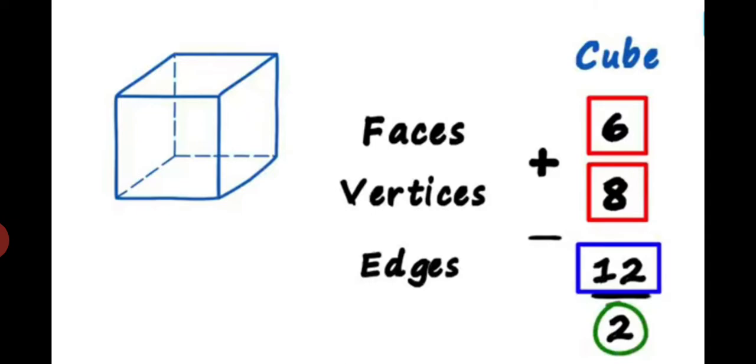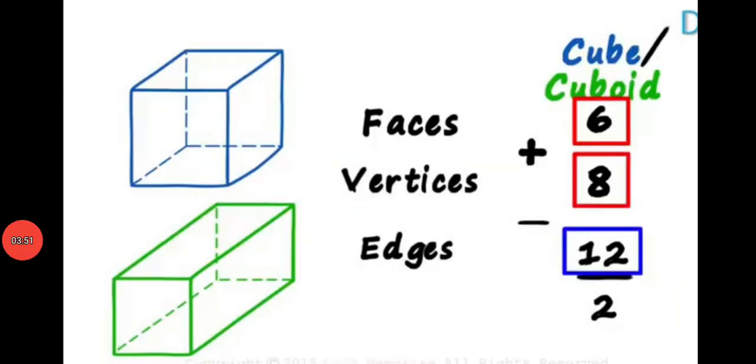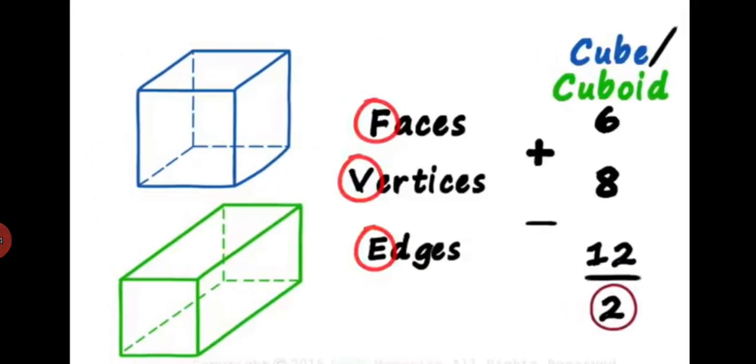Does this hold for any three-dimensional shape? Let's examine. Let's take a cuboid. We all know a cube is a special case of a cuboid where the length, breadth and height are the same. So, similarly, a cuboid has 6 faces, 8 vertices and 12 edges. And if we add faces to the vertices and then subtract edges from it, we shall get 2 again. So this holds for a cuboid also. That means here f plus v minus e gives us 2.